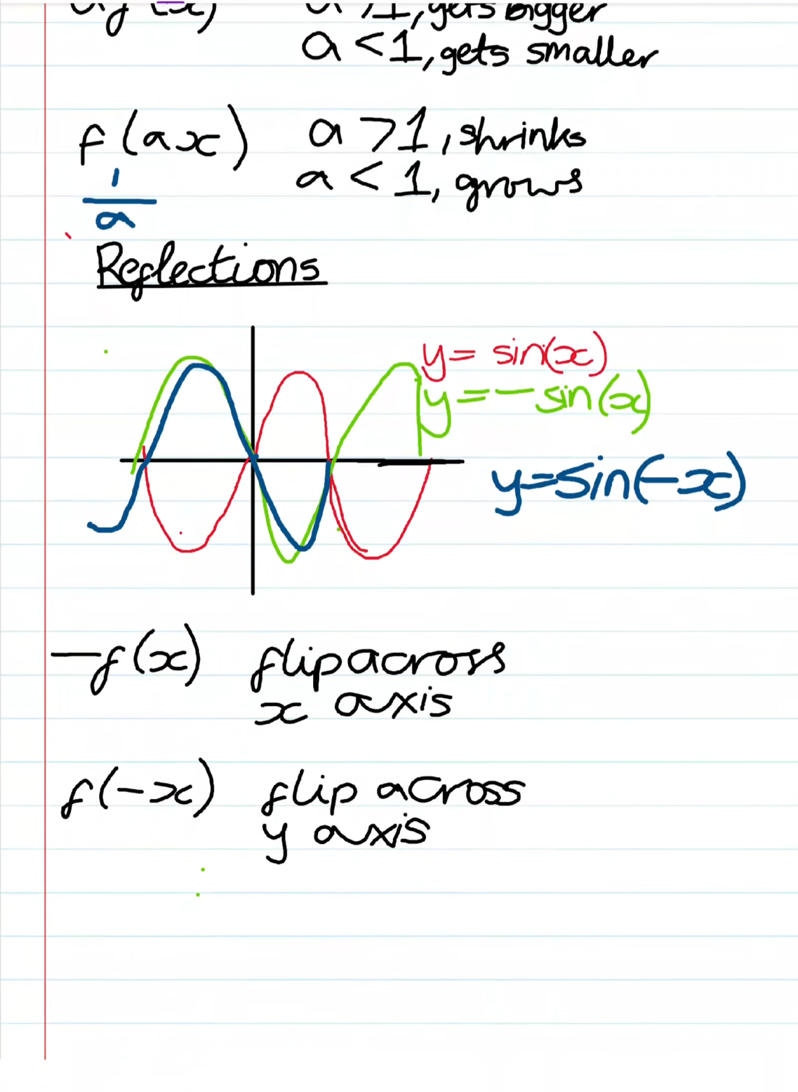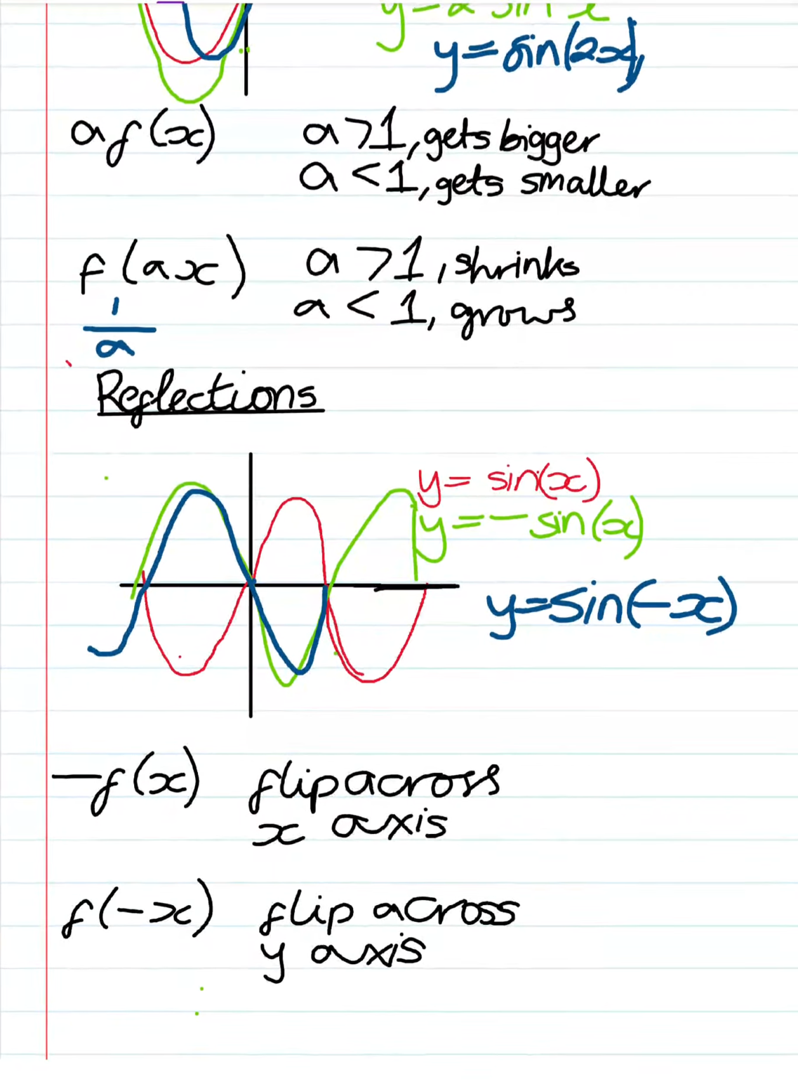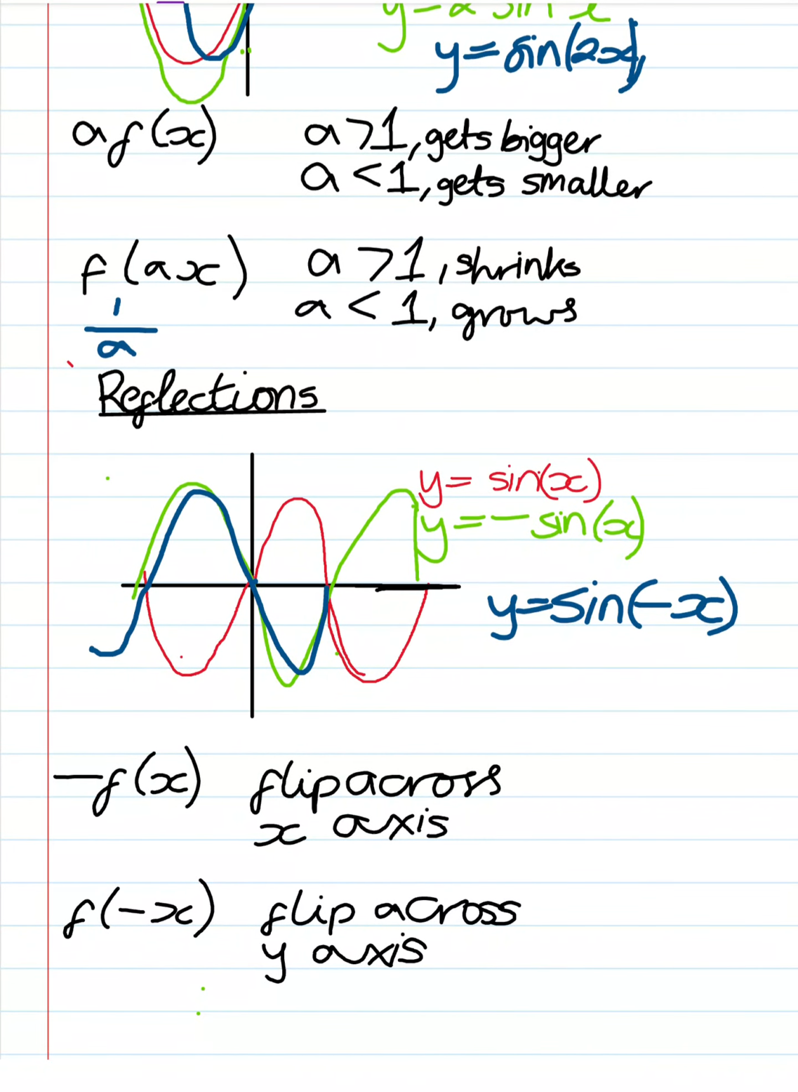So remember, outside translations move it up or down. Inside, move it left or right. If you multiply outside, you stretch it vertically. And if you multiply inside, you stretch it horizontally, but the opposite of what you think. And then when it comes to reflections, minus outside is an x-axis flip and minus inside is a y-axis flip. Master these and you can transform any graph in seconds.